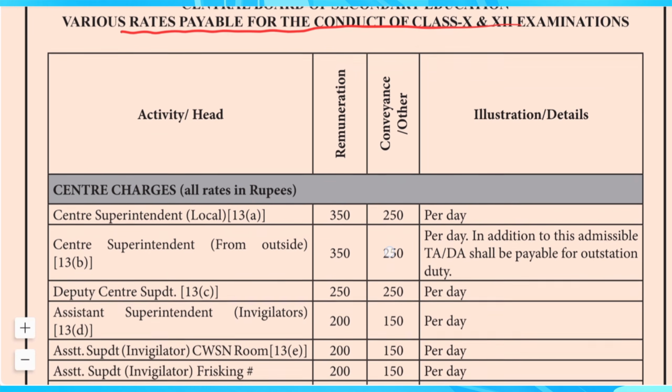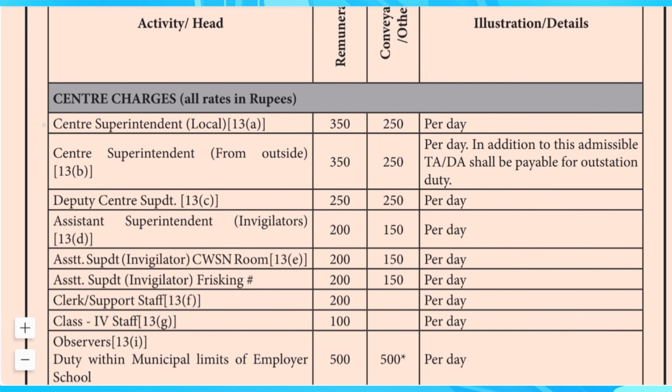So this is for invigilators. The first one is the center superintendent. Center superintendents are of two categories. One is local, meaning within the district, and for the other they have given a particular distance. If you are beyond that distance, then you will come under outside. Now what are they going to get? They are going to get 350 rupees per day remuneration with a conveyance charge of 250 rupees. So if we add both, you are going to get 600 rupees per day.